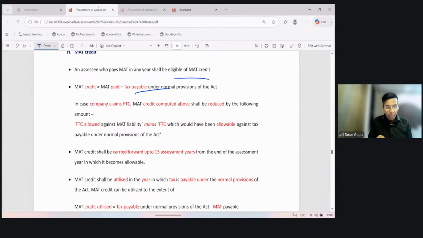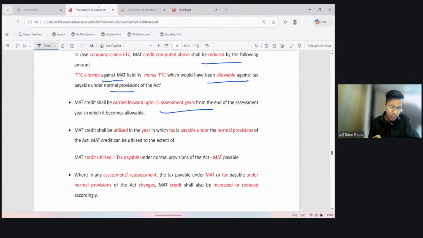Of course, in case the company claims FTC, the MAT credit computed above shall be reduced by the following amount: the FTC allowed against MAT minus the FTC that would have been allowable against tax payable under normal provisions. MAT credit is carried forward for 15 assessment years from the assessment year in which it becomes allowable. So for 15 years, it's allowed.